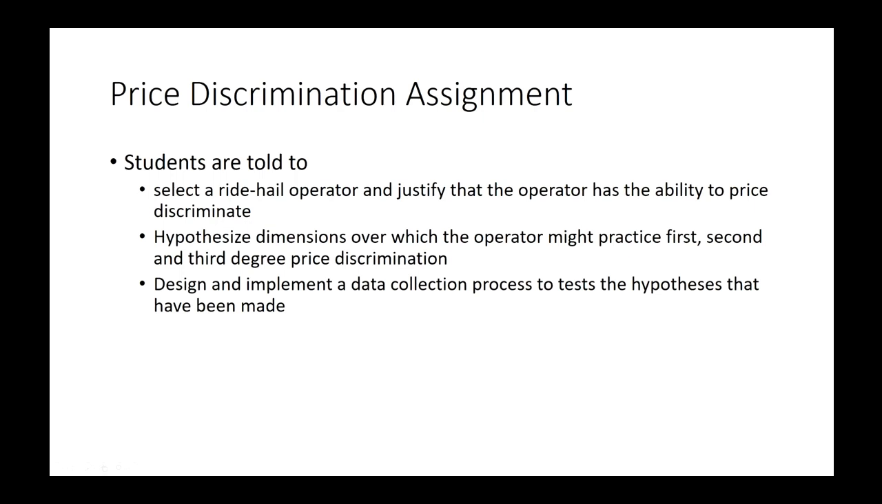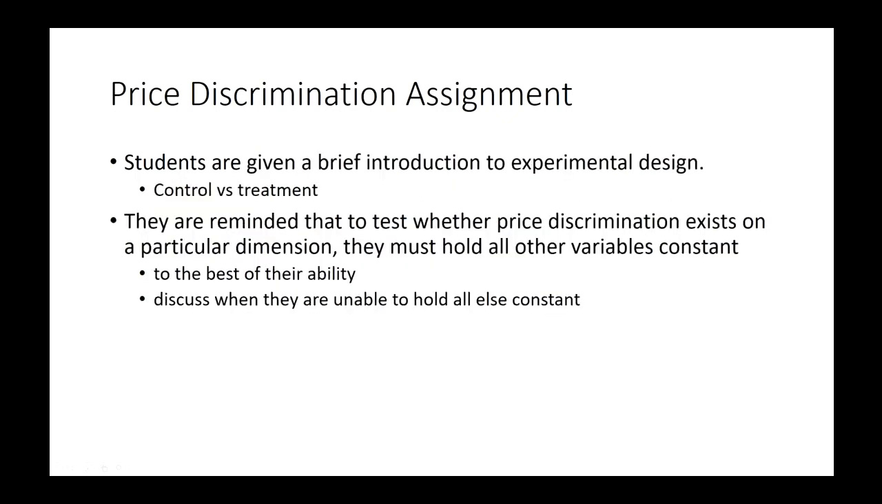Next, the students need to design and implement a data collection process to test the hypotheses they have made. At this stage, I brief the students on the concept of experimental design. In particular, that to obtain causal results, they need to have a control group and they need to hold all else constant. Students then present their findings in class to the instructor and their classmates. And this is followed by a discussion involving the entire class on the project they have just seen.